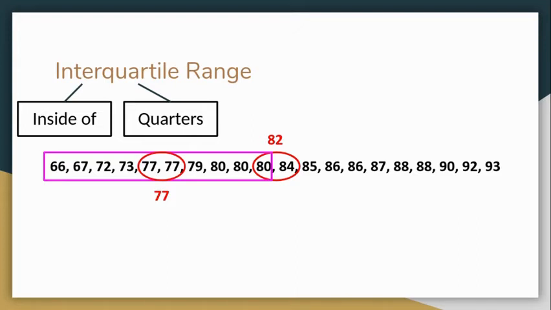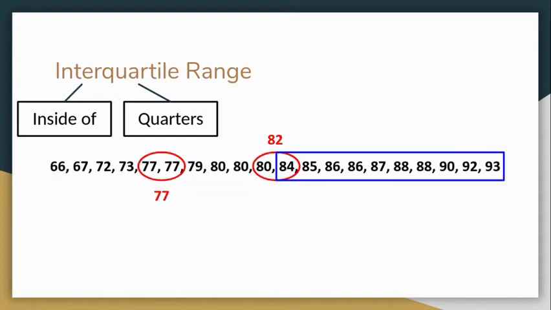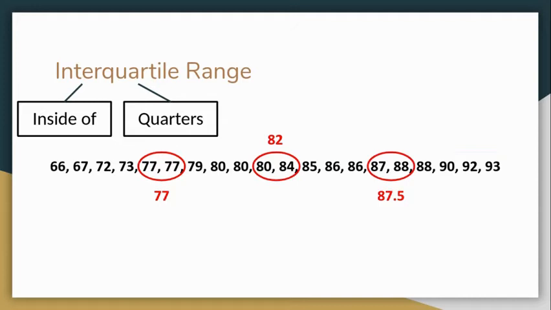Now let's repeat this process for the right side of the data set. The middle two numbers are 87 and 88. This gives us a median of 87 and 5/10. We've now divided our data set into quarters. Let's highlight these to make this easier to see.